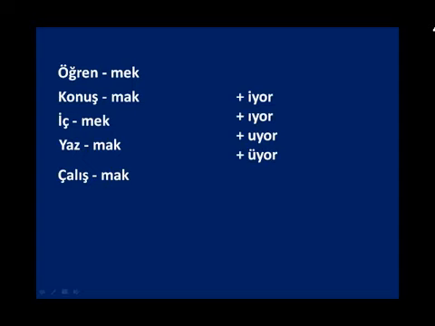But of course, first you have to omit the infinitive suffixes, okay? So the first step is obtaining the root. And then add -iyor and change it according to the vowel harmony. So we get öğreniyor, because of the e. Konuşuyor. İçiyor. Yazıyor. Çalışıyor. Alright, this is vowel harmony. Should be simple.